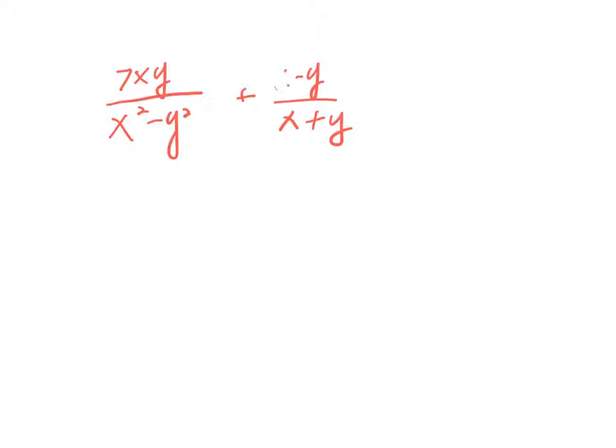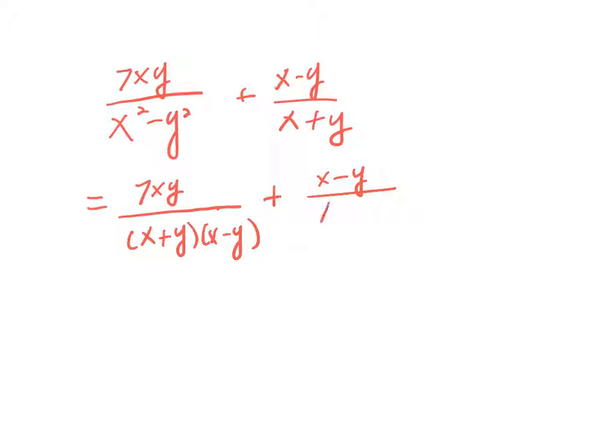Okay, so these two rational expressions, as you can see, do not have the common denominator. So the first step, we have to find the LCM to get the common denominator, but to do that we need to factor the denominator. So this one, we have to factor that. Use the formula, should be x plus y times x minus y. So the LCM is x plus y times x minus y.